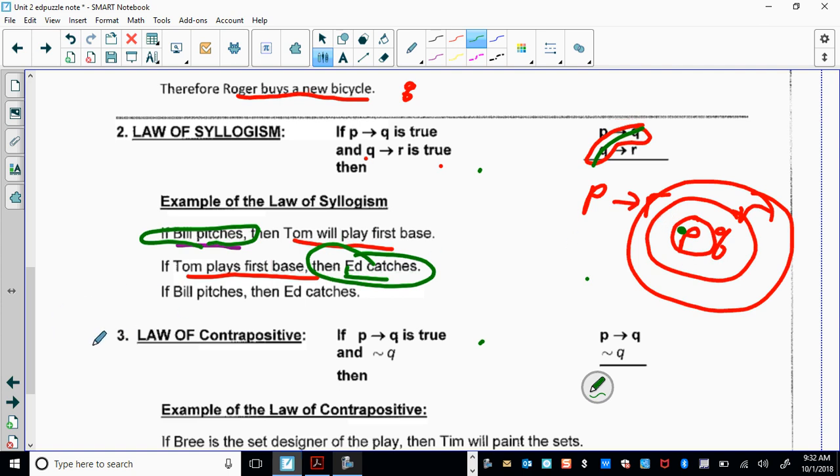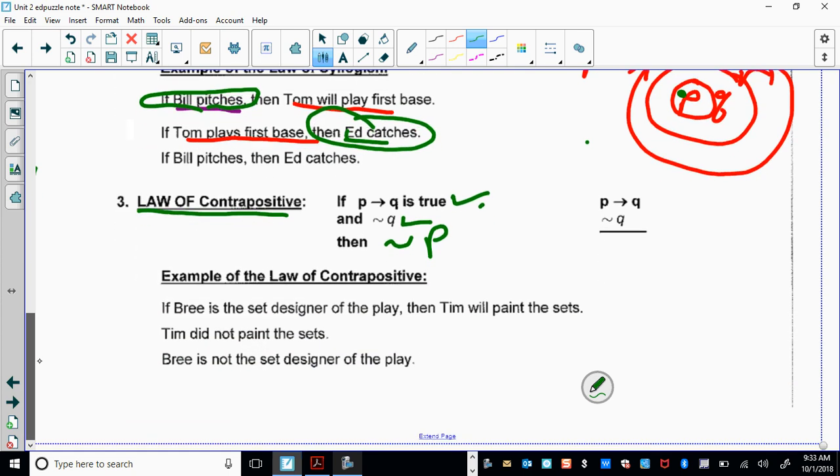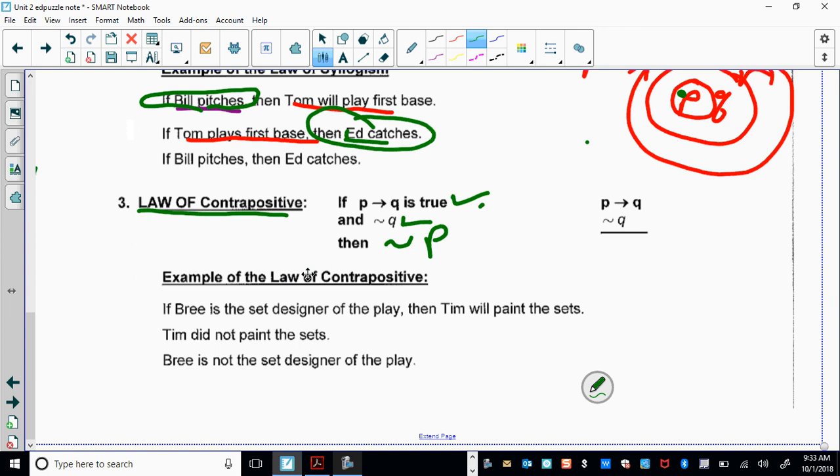And the last one is law of contrapositive. If P then Q is true, okay, and not Q is true, then not P will be true, okay? So this is just like a contrapositive statement: P, Q, not Q, then not P. So if that's what happened, that's the conclusion you can come to. So every time you see that kind of reasoning, it's called law of contrapositive.